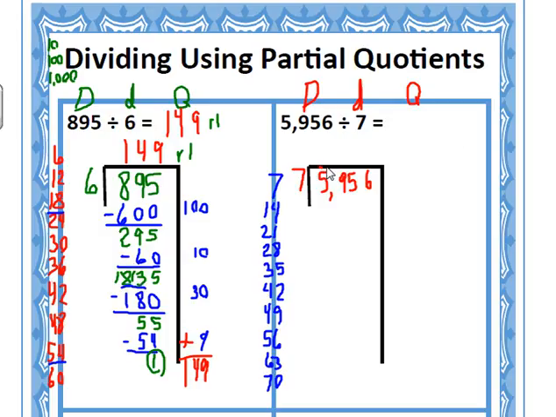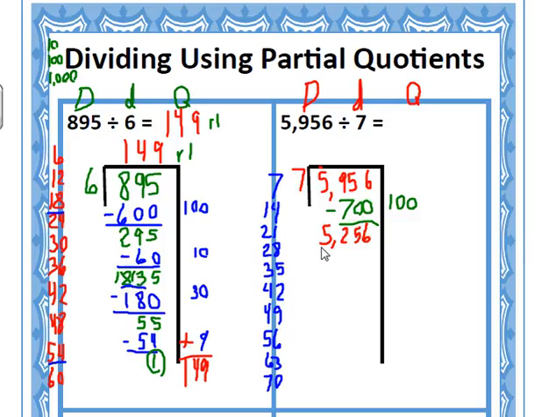All right. So we're going to start thinking about 10, 100, and 1,000. I'm going to start with 1,000. 7 times 1,000 would be 7,000. Is 7,000 larger than 5,956? It is. So can we use it? No, we can't. So let's do 100. 7 times 100 is 700. That is less, so we can do 100. So if we do that, we have 700. And we're going to subtract 700 to have a difference of 5,256.